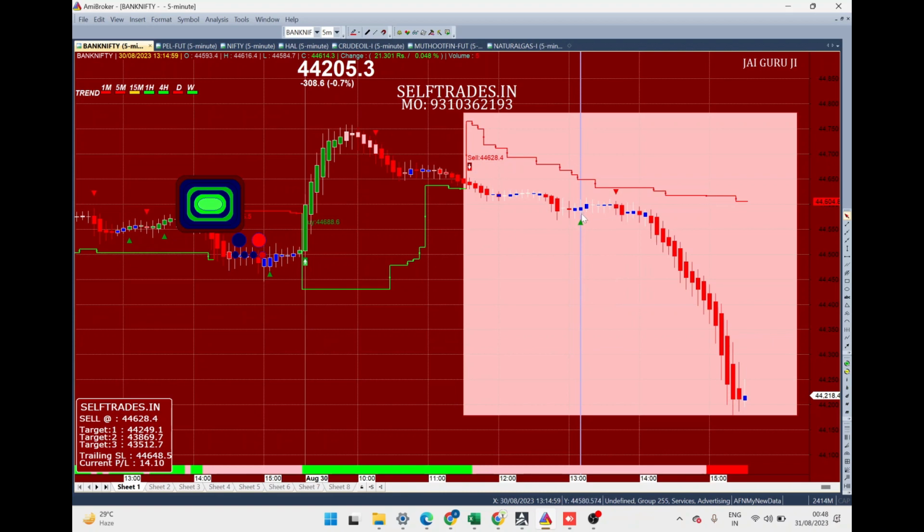Now we have to exit our position for whatever profit we are getting, or if for any reason our trader friend is more convinced that the market is going down, look at a stop loss. The stop loss now is 44,648. We have taken a position at 44,628. So even if you don't want to exit, you can put a very small stop loss of 20 points from the time you took a position.